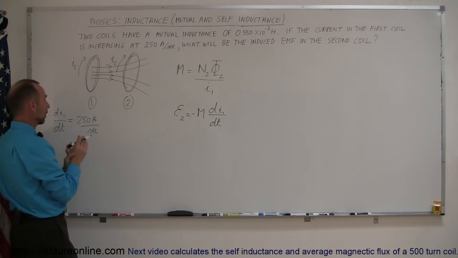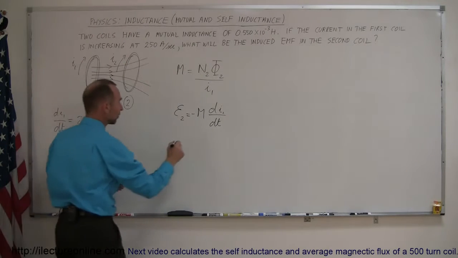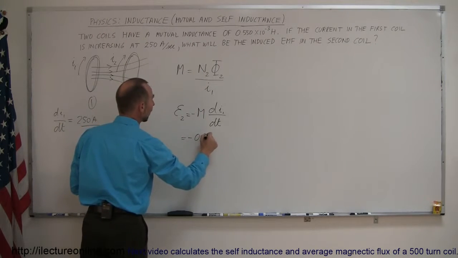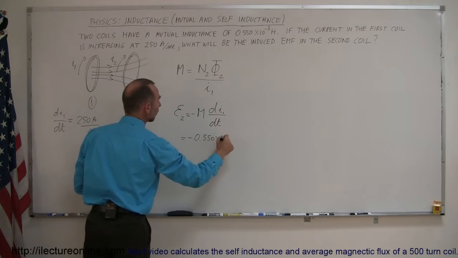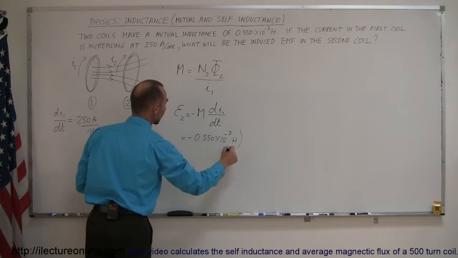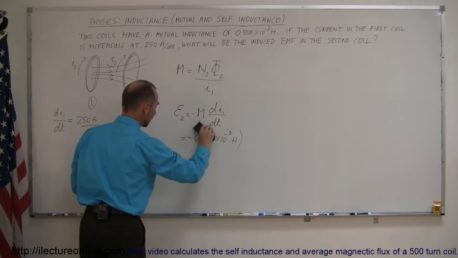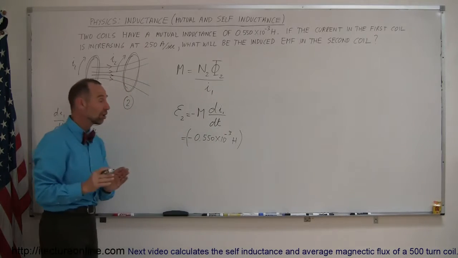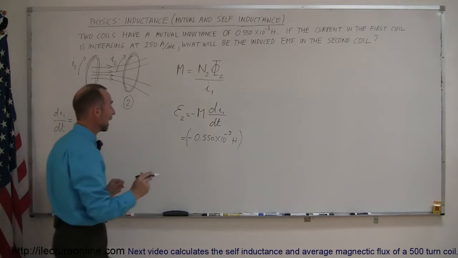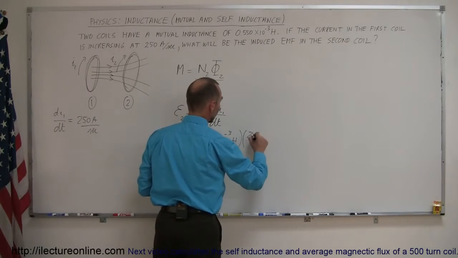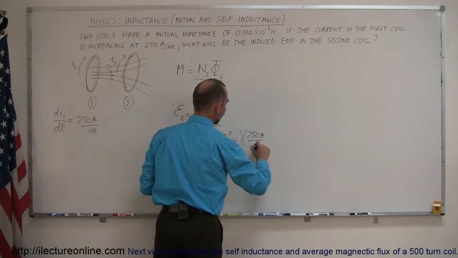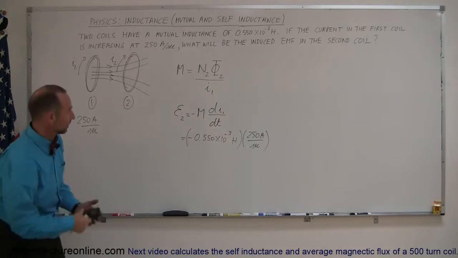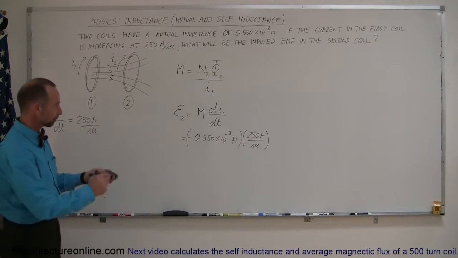Since we're given the mutual inductance, and we're also given the rate of change of the current in coil number 1 as a function of time, we can say that this is equal to minus the mutual inductance of 0.550 times 10 to the minus 3 henries. My bracket needs to include the negative sign, so there we go, times the rate of change of the current, which is right here, which is 250 amps per second. And let's see, do I have my calculator? Right here. Okay, what is it equal to?